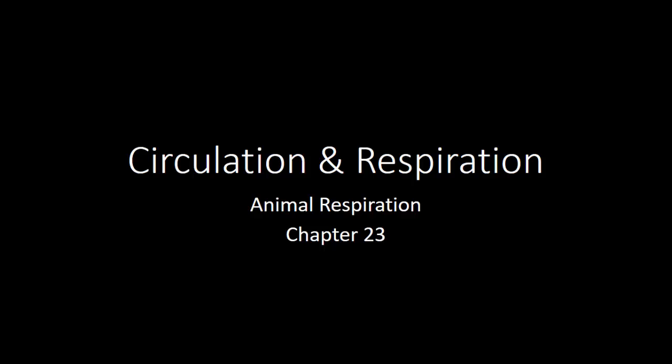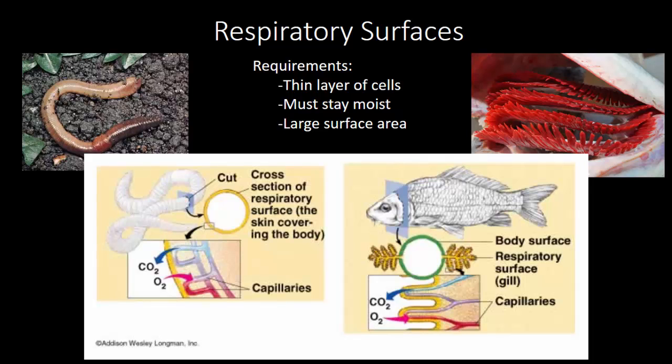A respiratory system consists of organs that facilitate the exchange of oxygen and carbon dioxide in the blood and outside environment. Many different forms of respiratory systems exist throughout the animal kingdom. Animals that don't have lungs have respiratory surfaces for gas exchange, and those respiratory surfaces may vary greatly. Regardless of the form, the surface must have a thin layer of cells, must stay moist, and have a large surface area.